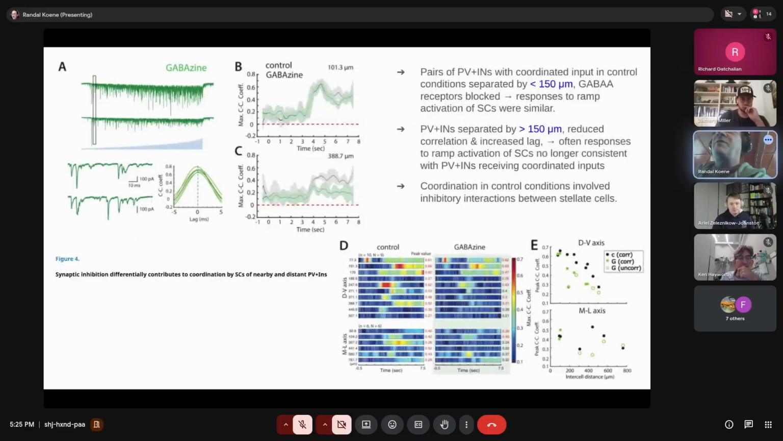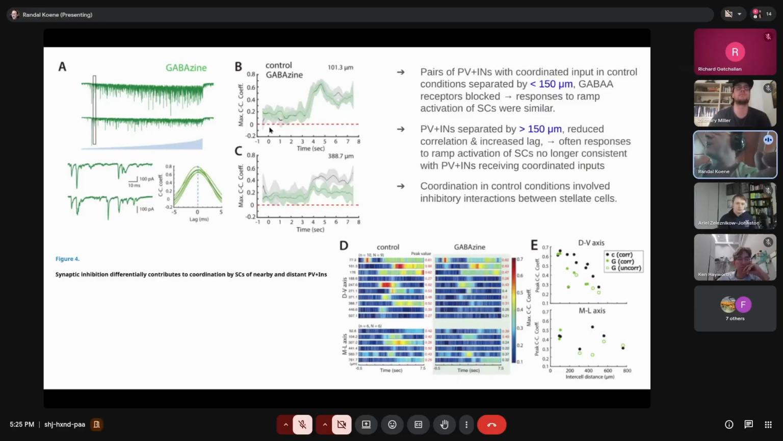All right. Moving on to the next step in their procedure. This is figure 4. We're looking at the effect of synaptic inhibition. This is to test if the coordination of the parvalbumin interneurons by stellate cells involves the recruitment of intermediary neurons that coordinate the spike timing by stellate cells. For that, they've evaluated the effect of blocking fast inhibitory responses mediated by GABA A receptors, and they're using gabazine to do that.